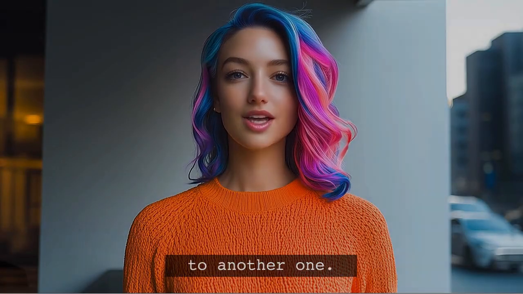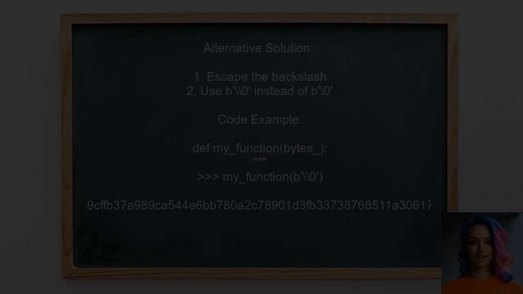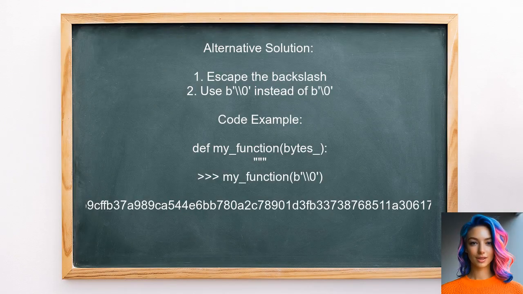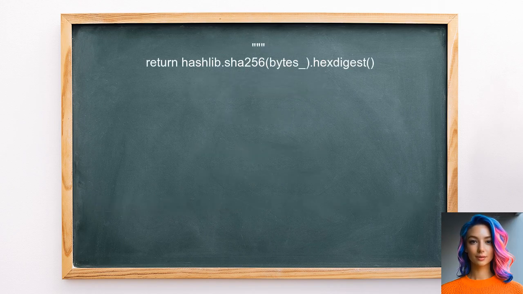Let's move on to another one. An alternative solution suggests that to include a backslash in a string, you need to escape it with another backslash. In this case, instead of using \0, which creates a null character, you should use \\0. This way, the backslash is preserved and the function will work correctly.